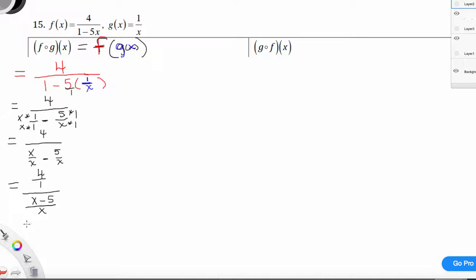And then when you have one fraction divided by another fraction, you change division to multiplication, and you take that second fraction or the bottom fraction and you invert it. So the x will now be in the numerator and the x minus 5 will now be in the denominator. And then I'm going to multiply straight across to get 4x all over x minus 5.